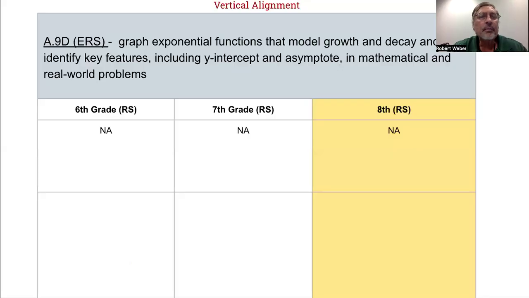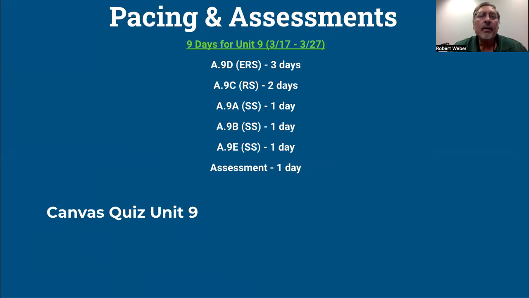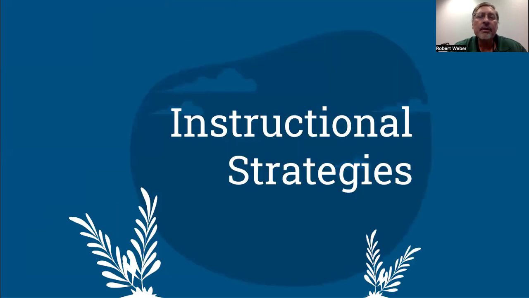Vertical alignment, there isn't much here. Exponentials, of course, go beyond the scope of 6th, 7th, and 8th grade, understandably so. We're spending 9 days on this unit. Our essential readiness, of course, is our heavy one, 9D with 3 days. Our readiness, 9C with 2 days, and then 1 day each with our assessment.